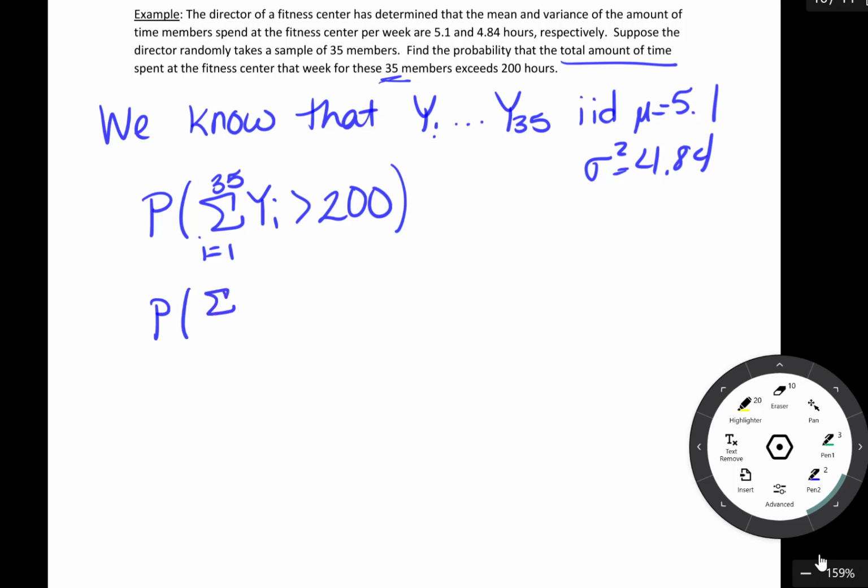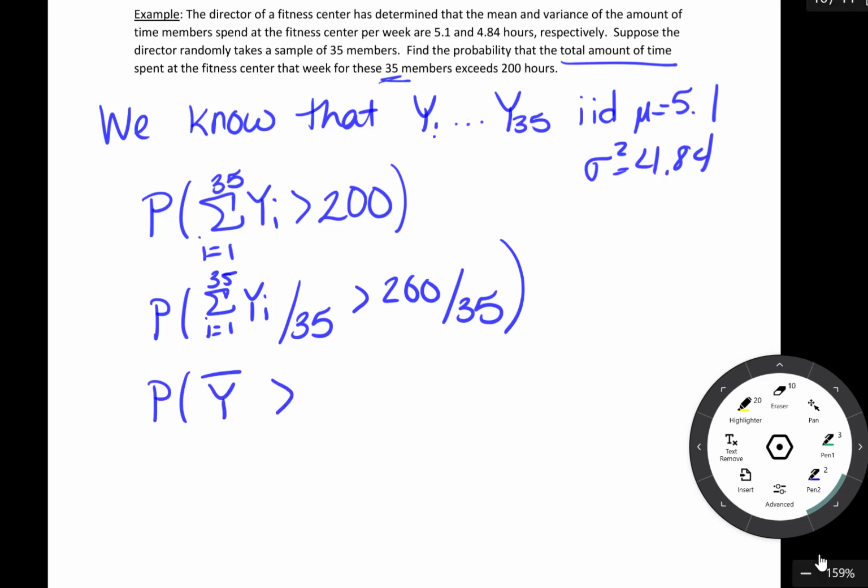So notice what I could do is if I divide both sides of my equation by 35, now I'm working with the probability of y bar. And then we're right back in the spot like we were in the problem that we just looked at. So this theme keeps on reoccurring. What you want to do is start out with the probability of what you're interested in and then see if you can manipulate that probability so you end up with something that you know the distribution of.